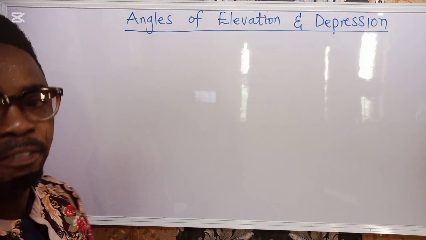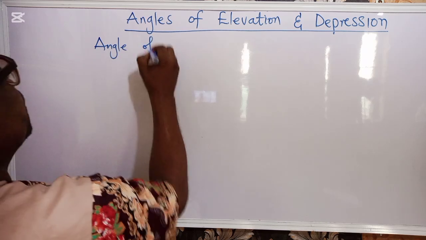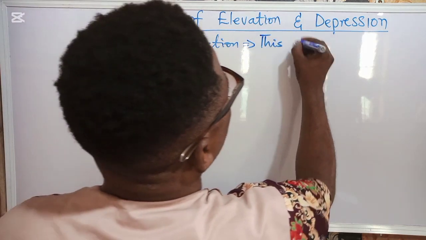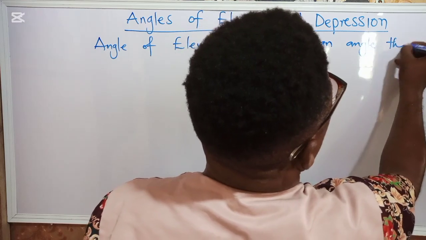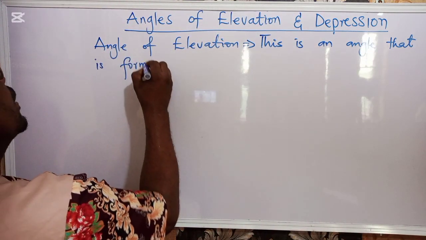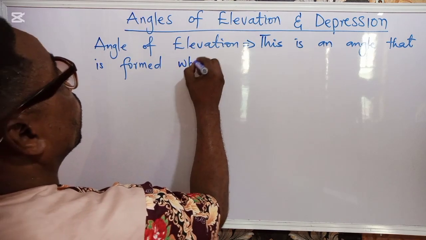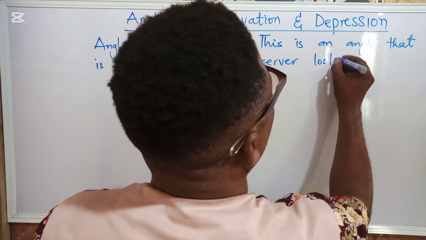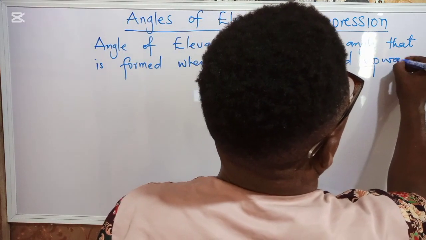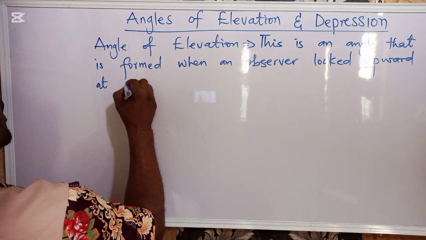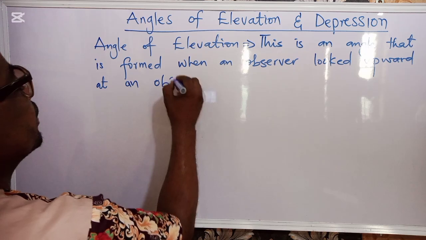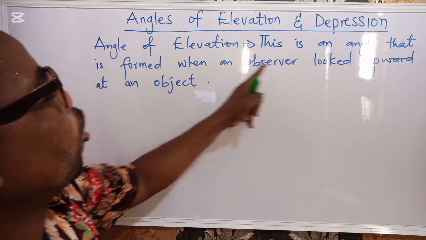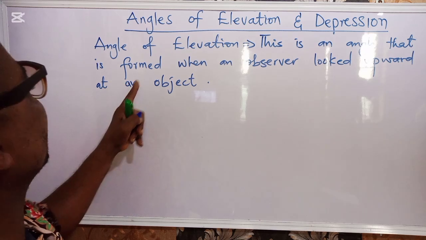Now, what is angle of elevation? Angle of elevation is an angle that is formed when an observer looked upward at an object. An angle of elevation is an angle that is formed when an observer looked upward at an object.